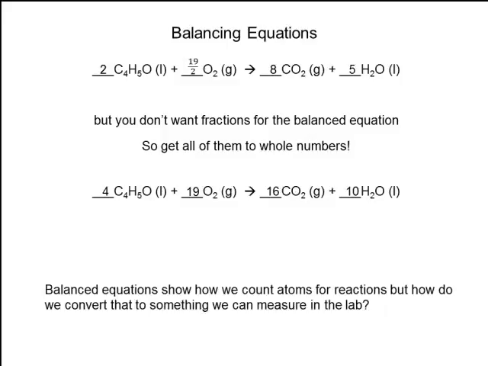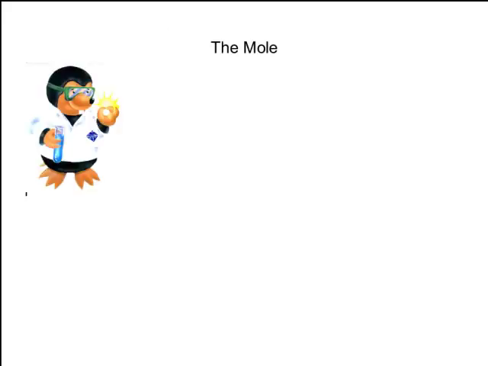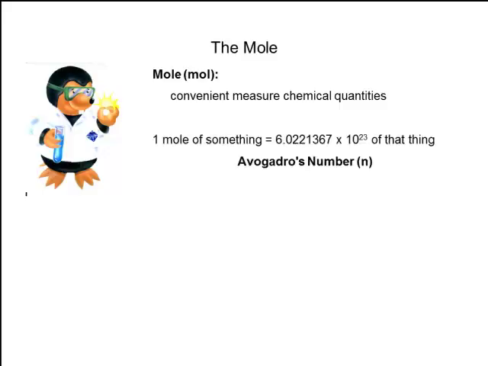Now, those balanced equations show how we count these atoms in a chemical reaction. But how are we going to actually use these chemical equations with something we can measure out in the lab? Because we're not measuring atoms in the lab. So what do we do to relate that atomic level to the macroscopic level? Brings up our buddy, the mole. Remember, not the animal. It's a conversion factor dealing with Avogadro's number. Okay, don't forget about that.